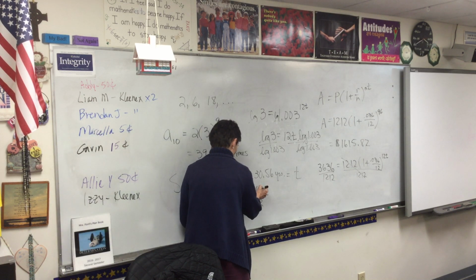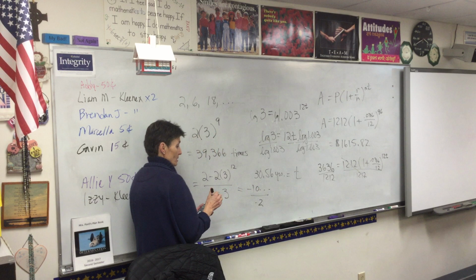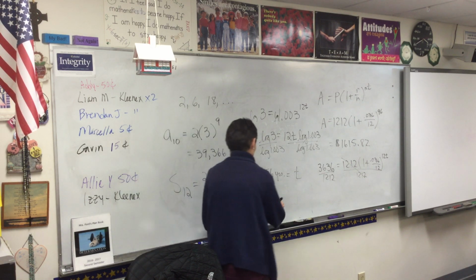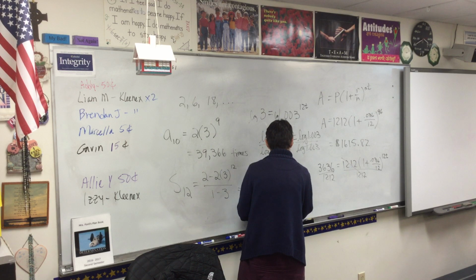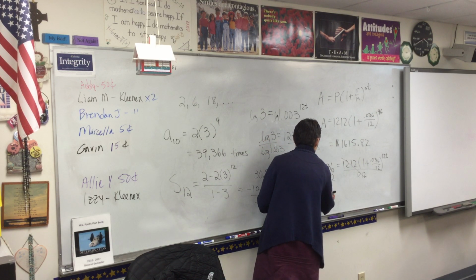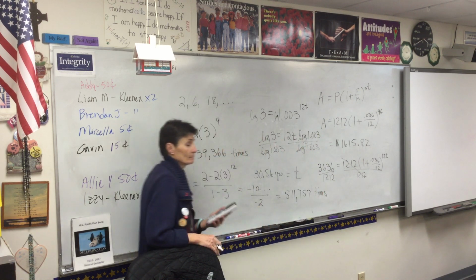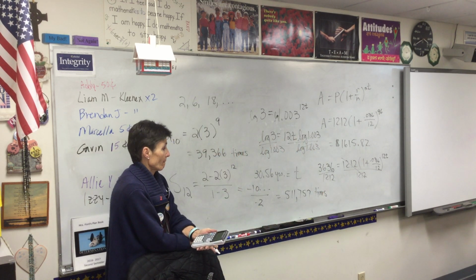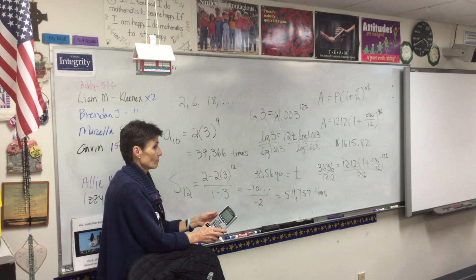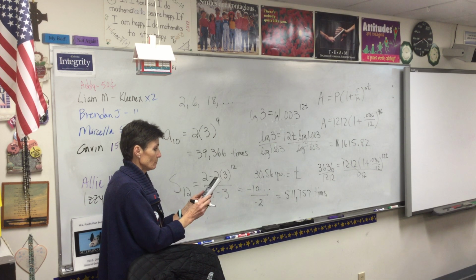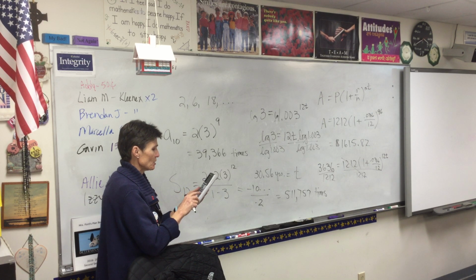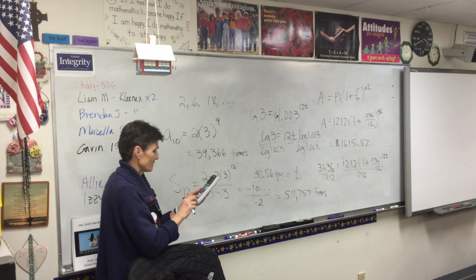I got -10, big number there. So I'm going to divide that by -2. And I got 511,757 times that he dozed off. That's not right. It's 5, 5, 3, 1, oh, 4. You're exactly right, thank you. Somehow I pressed an extra button on there.